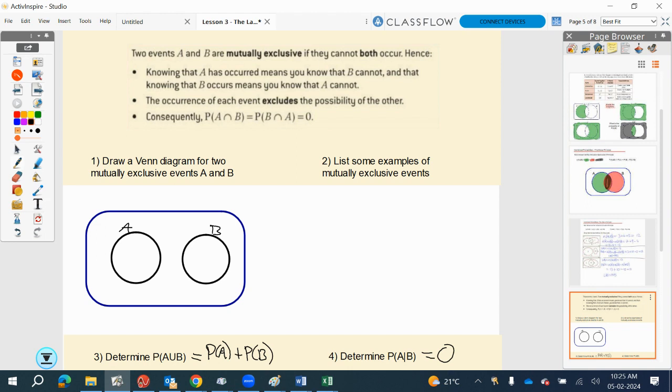For question 3, if they don't give you numbers, would you just write it like that? Yeah. They won't ask that because it's on the formula sheet. Okay.